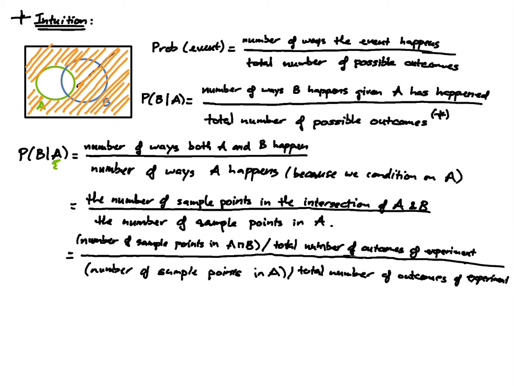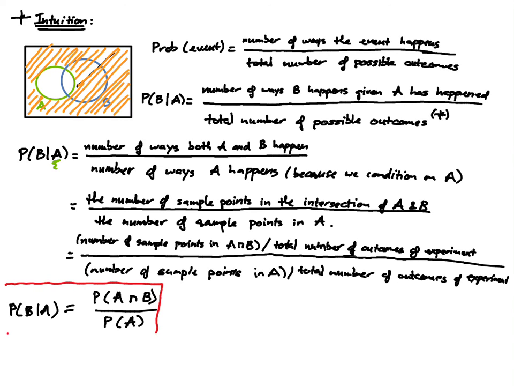But by definition, the numerator then becomes the probability of the intersection of A and B, and the denominator becomes the probability of A. And that was precisely the formula for conditional probability. So in this video, my goal was to explain to you the intuition behind the formula for conditional probability, how we got from the definition of the probability of an event from up here to the final formula down here.